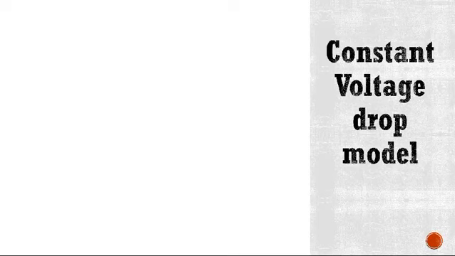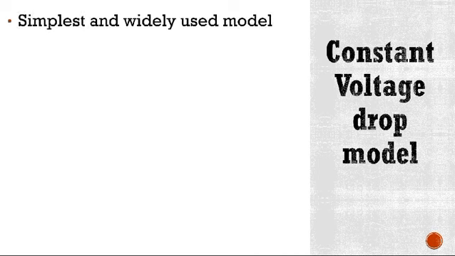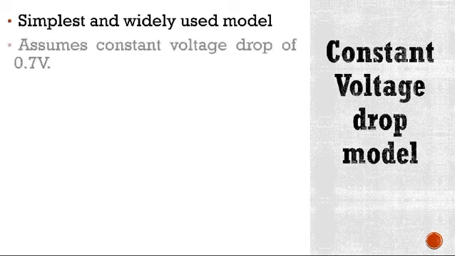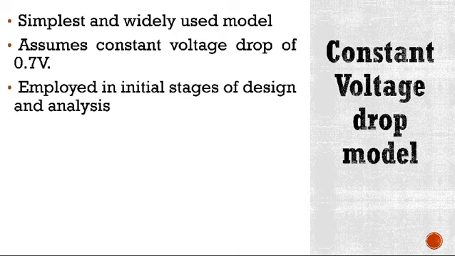Constant voltage drop model. This model is the simplest and most widely used diode model. It assumes that a forward conducting diode has a constant voltage drop value of 0.7 volts without any incremental resistance. This is the most frequently employed model in the initial stages of analysis and design.